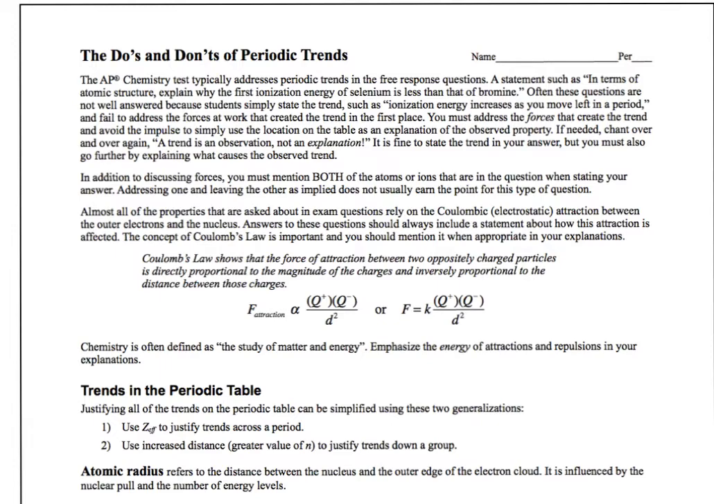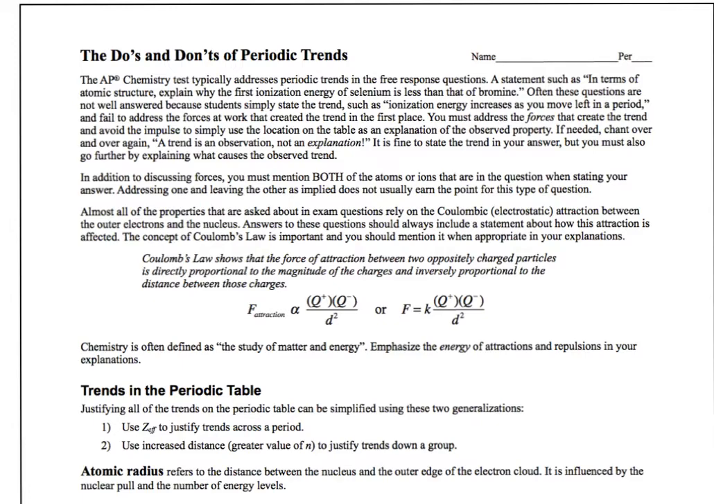If needed, chant over and over, a trend is an observation, not an explanation. You are allowed to state the trend in your answer, that ionization energy increases as you move left, but you must also go further by explaining the causes.